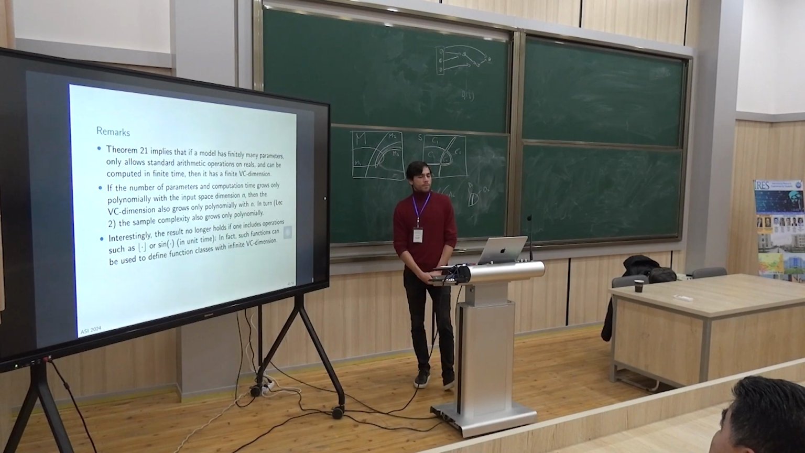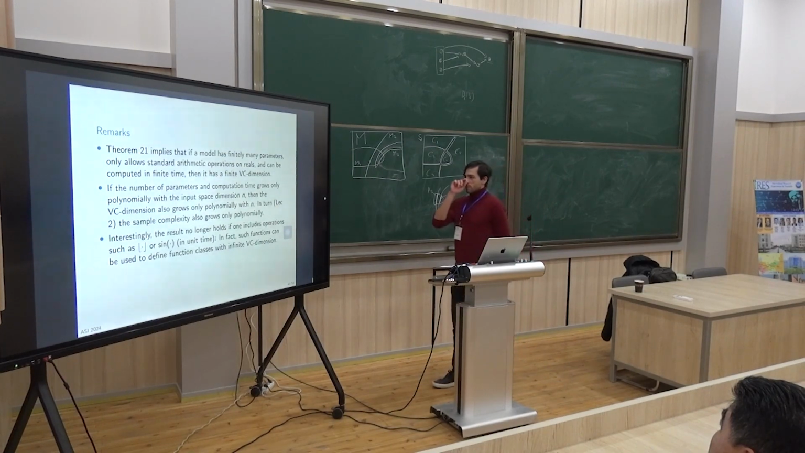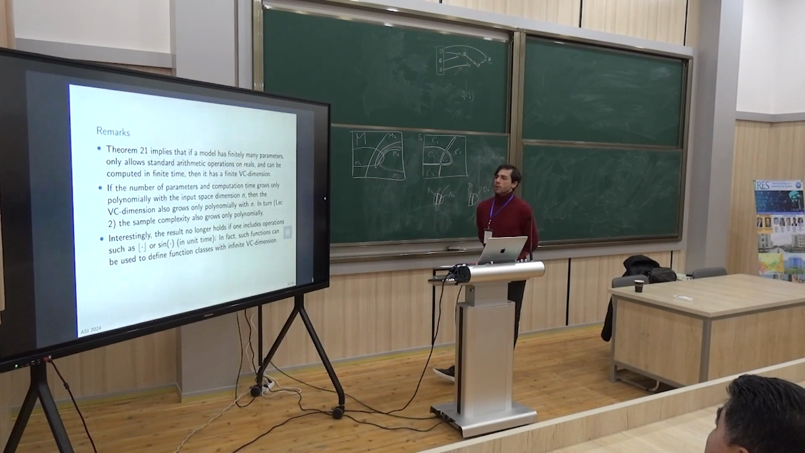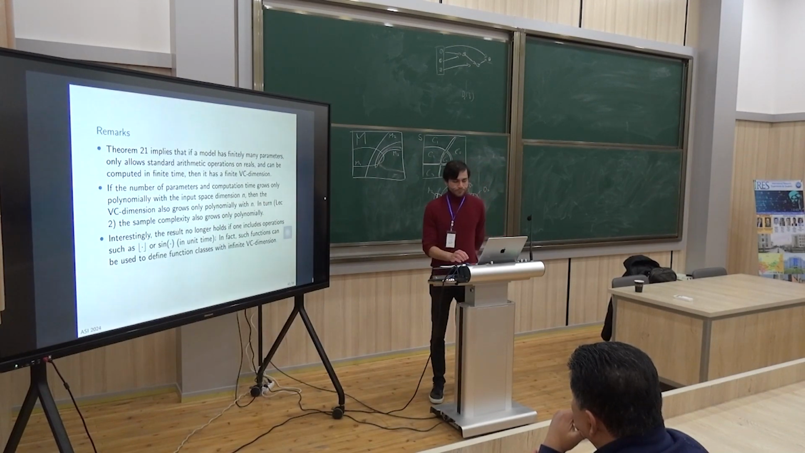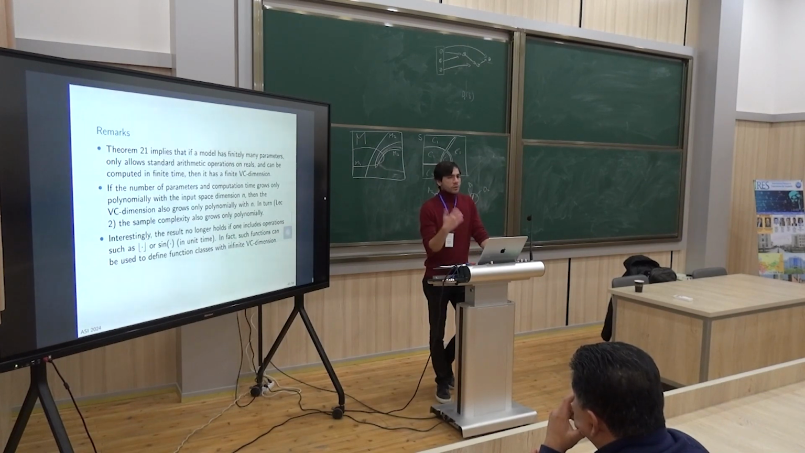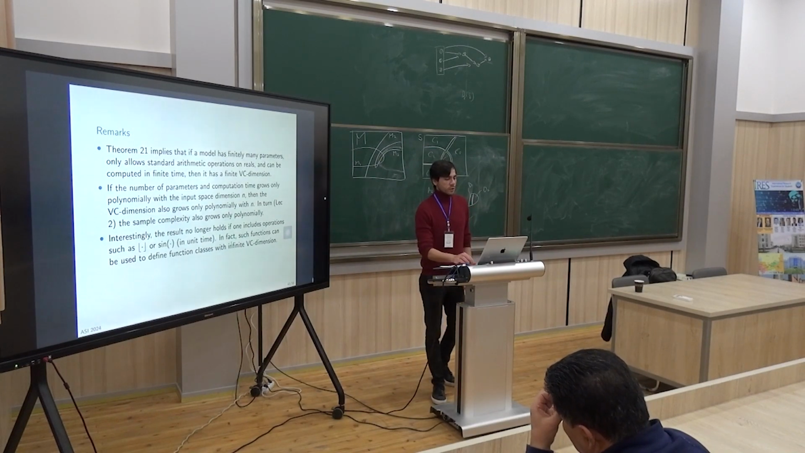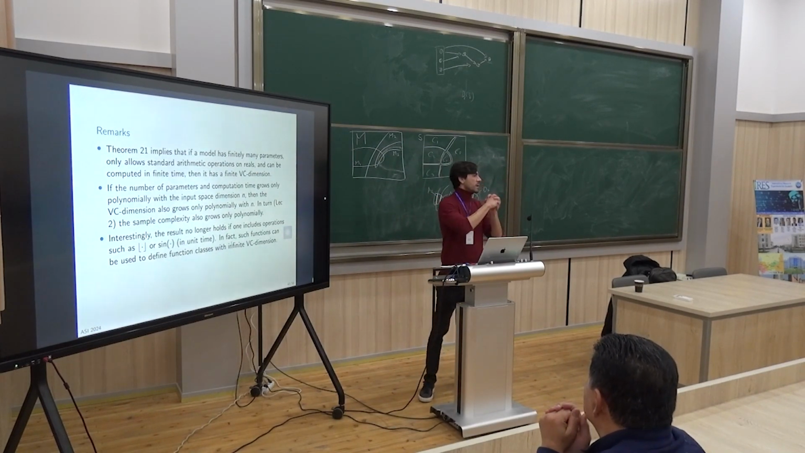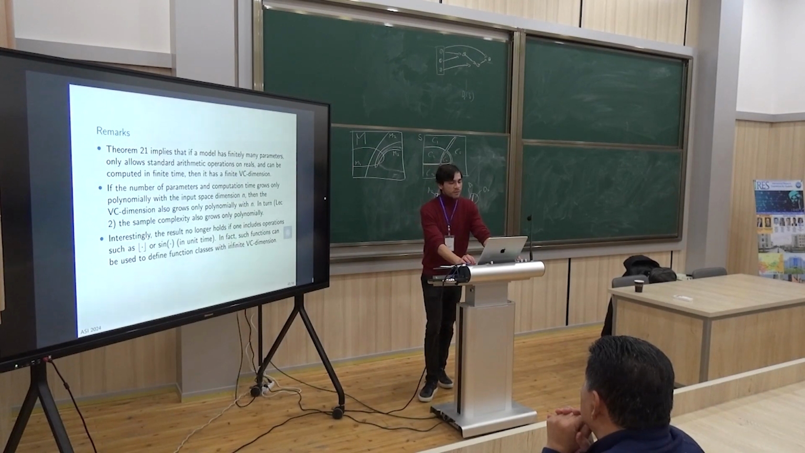Then also, if you allow only a number of parameters of computation that grows only polynomially with the input state dimension, then the VC dimension also only grows polynomially with n. And in turn, the sample complexity will also only grow polynomially. This result is no longer true if you allow other types of activation functions, or other types of operations, like a sign function or floor function, which is different from taking a sum or taking a product. And for those, it turns out that the VC dimension can end up becoming infinity.